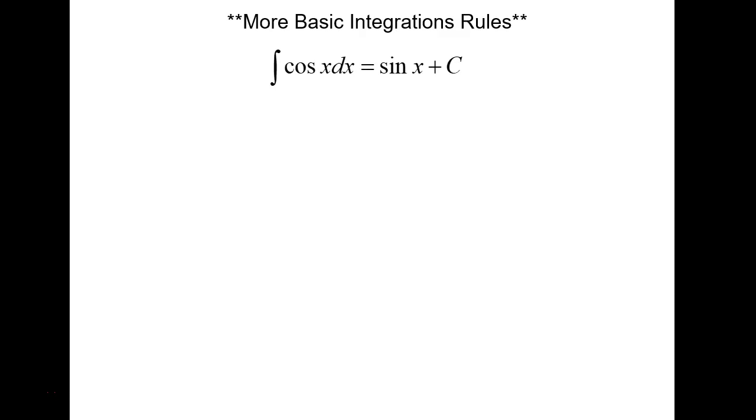These are the basic integration rules that go with the trig functions. The antiderivative of cosine x dx would be sine x plus c. And that should make sense because what is the derivative of sine x? That's cosine x. So there you go. The antiderivative of sine x would be negative cosine x plus c. And that should make sense because the derivative of cosine by itself is negative sine x. So the negative in front accounts for that negative in the derivative.